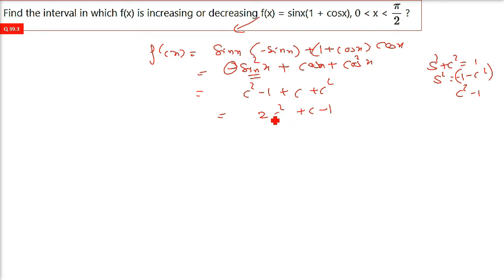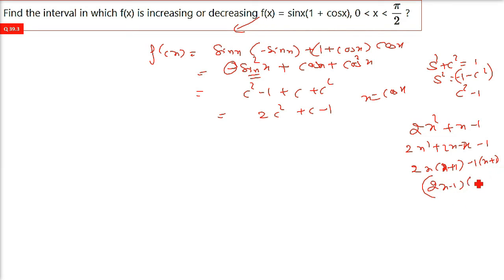Now 2 cos square x plus cos x minus 1. Is this a perfect square? No, but we can take the factors, because it is not a perfect square. Let x be cos x, so let us make this 2x square plus x minus 1. We will replace x by cos x just now. So this is 2x square plus 2x minus x minus 1. You can take 2x common here, you will get x plus 1 here. You can take minus 1 common here, x plus 1 here. So you have 2x minus 1 and x plus 1. These are the two factors.